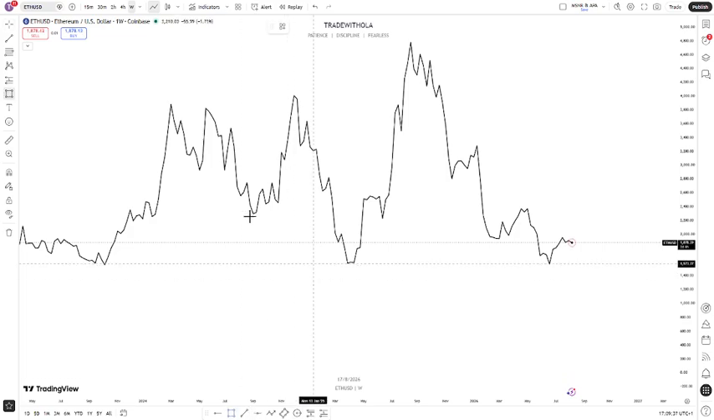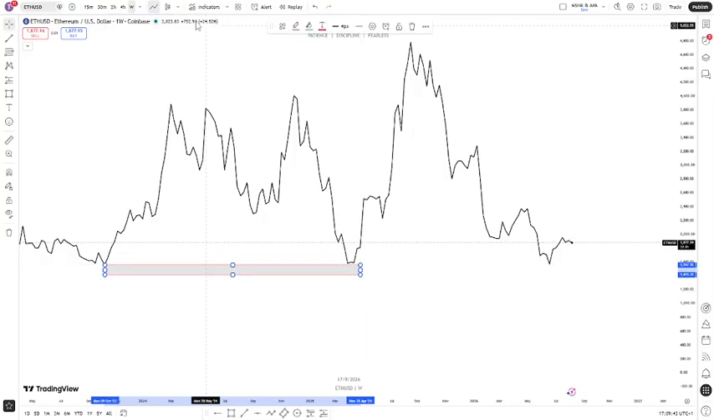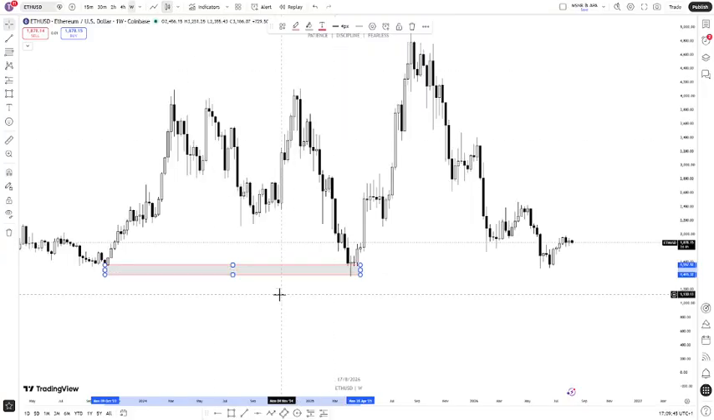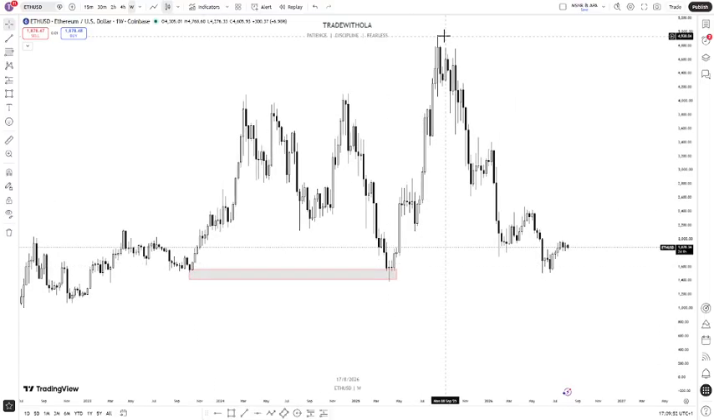I'm going to pick up my square tool, and then I can mark a zone. When I mark this zone to this point here, and then go back to my normal chart, you can see how price came back to that V-shaped key level on the weekly time frame and reacted. Price came back to that V-shaped key level and reacted.